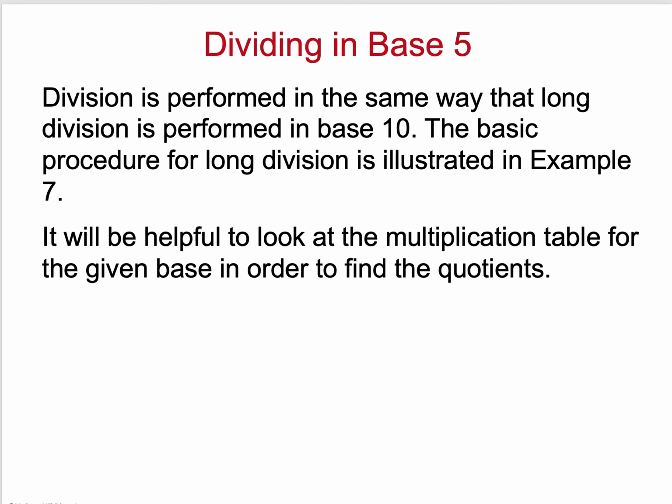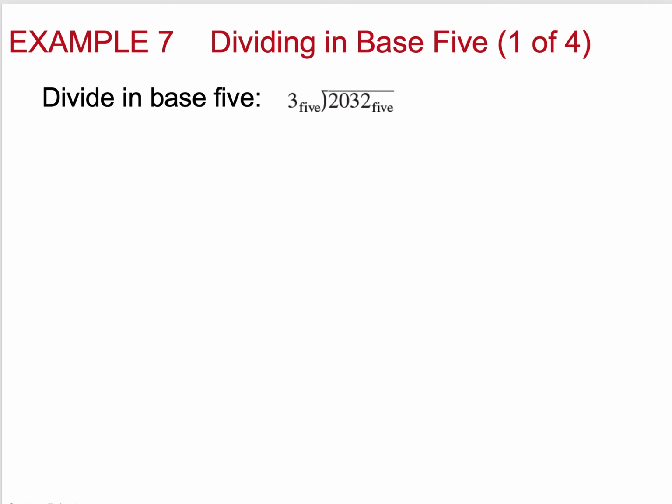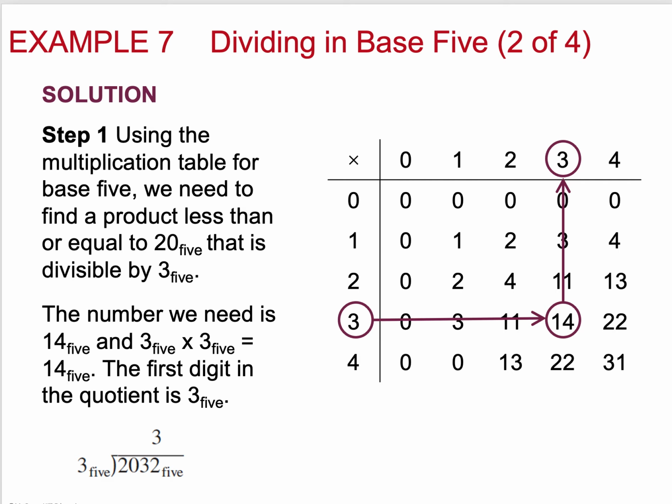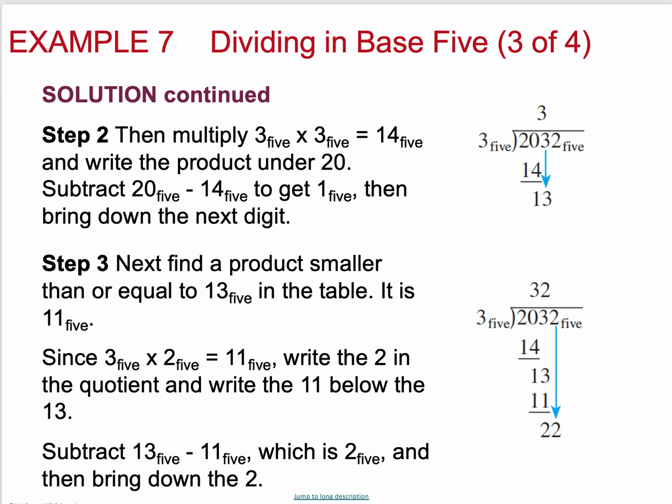If I want to divide in base 5, this can also be a little tricky. So if I want to do 3 base 5 divided into 2032 base 5, I can use the multiplication table to be able to function in the division. Or I can do a long division problem where I realize that 3 base 5 can't go into 2 base 5. So then I'm going to have to look at it as a whole. I'm sorry, 3 can't go into 2. And so I have to bring 3 into 20.